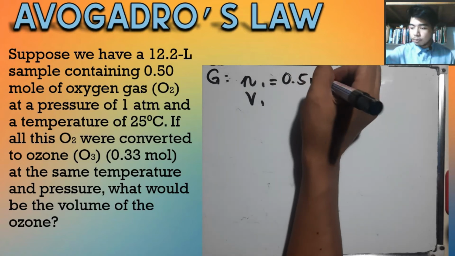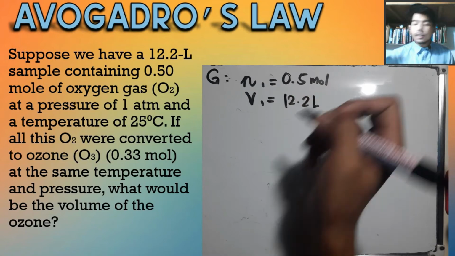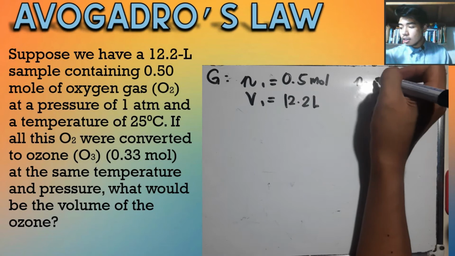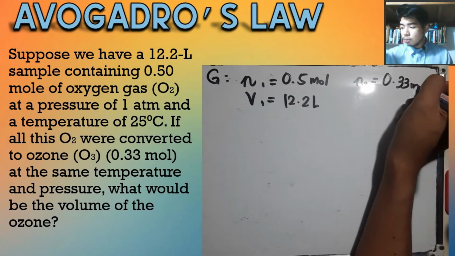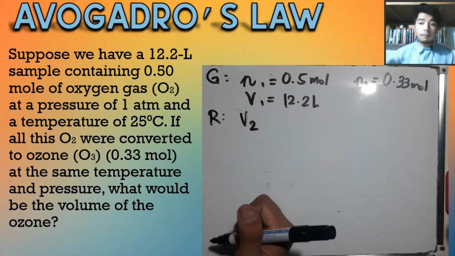As mentioned, the initial number of particles is equivalent to 0.5 moles, while the volume is now equivalent to 12.2 liters. Then, the final number of particles is equivalent to 0.33 mole. And our required is now the final volume.